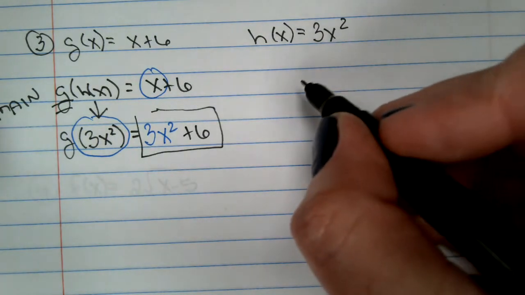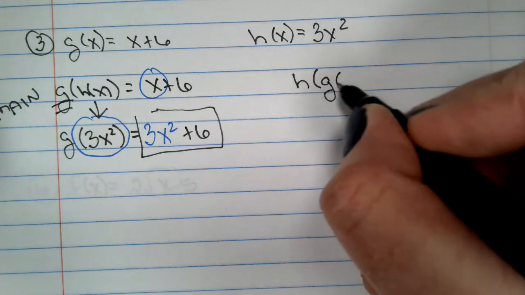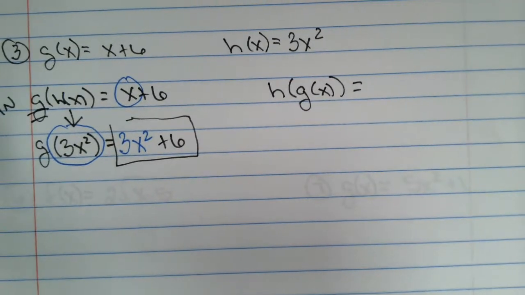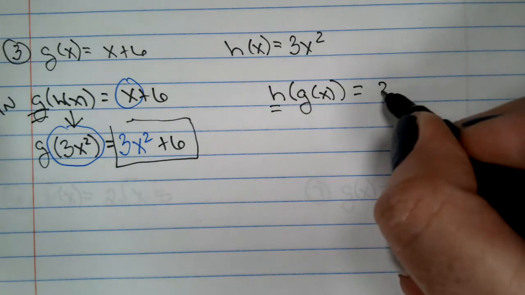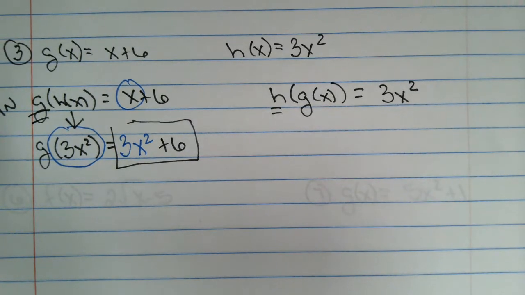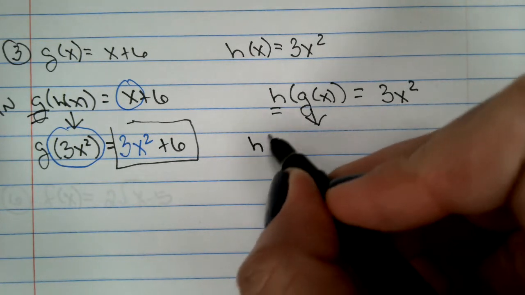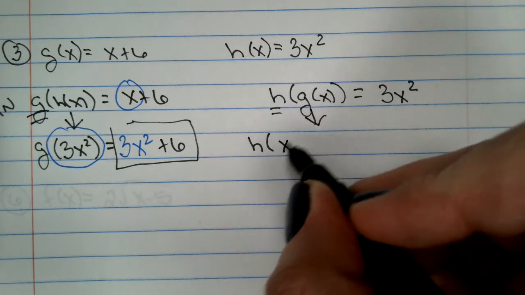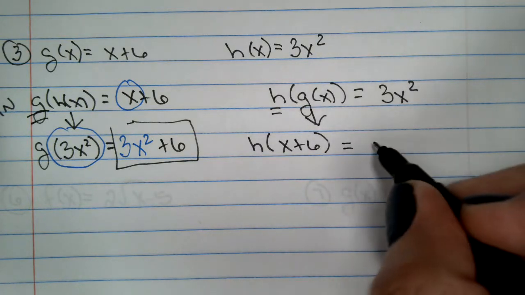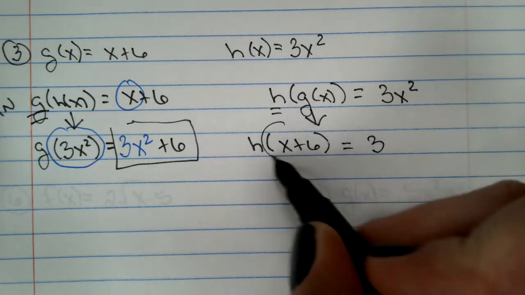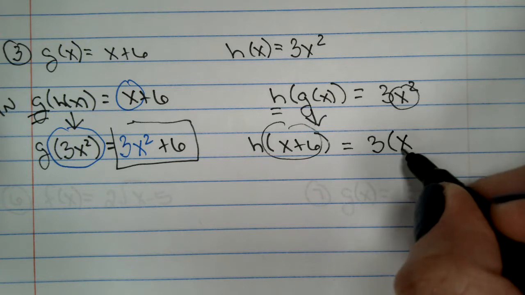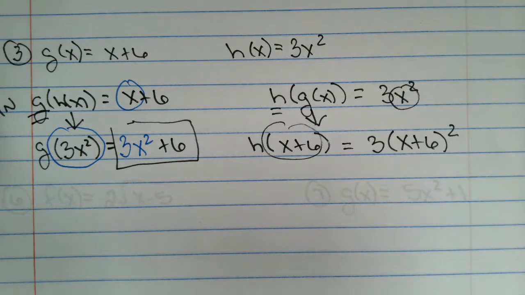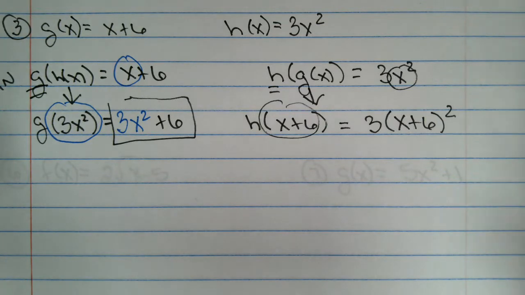I'm going to work the other way, and I want you to find h of g of x now. So h is your main function. I'm going to start by putting that on the right side of the equal sign. I'm going to replace g of x with x plus 6. Remember, whatever you have here is what you replace x with. So I have 3 times x plus 6 squared.